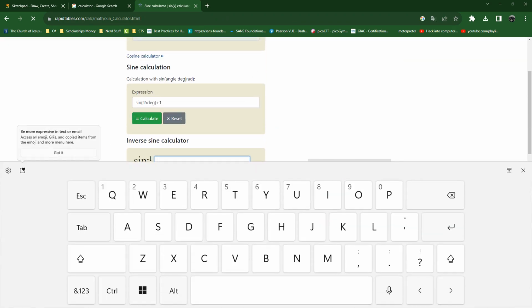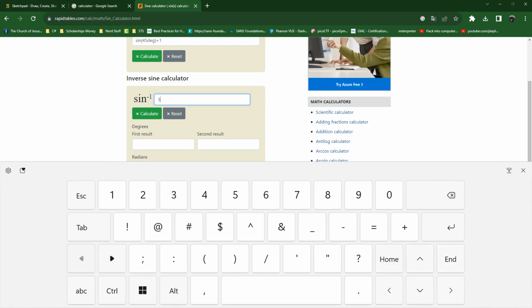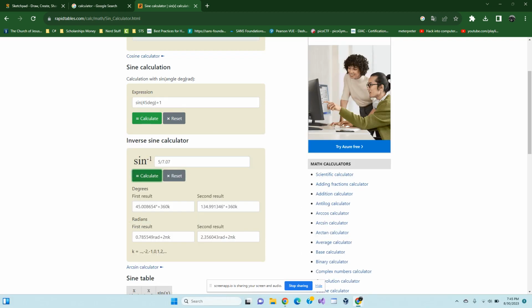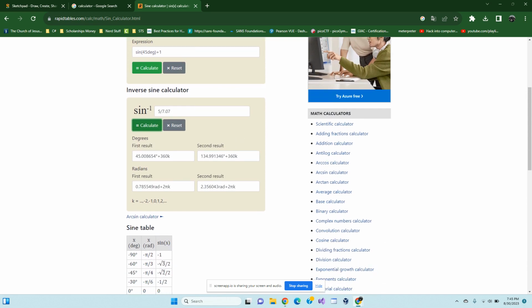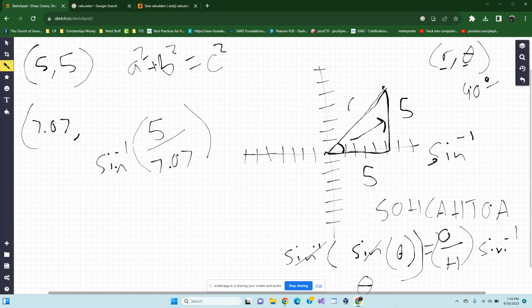Okay, so sine inverse, and there will be a button for this on your calculator. We'll do the sine inverse of 5 divided by 7.07 equals about 45 degrees, which, if you think about it, look at our triangle. That is a 45-degree angle.